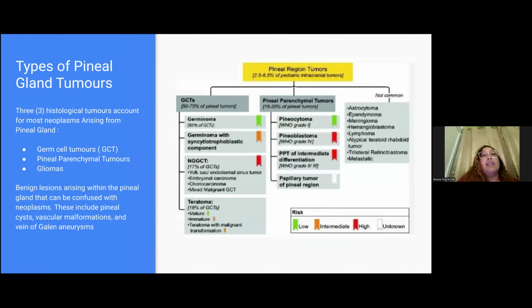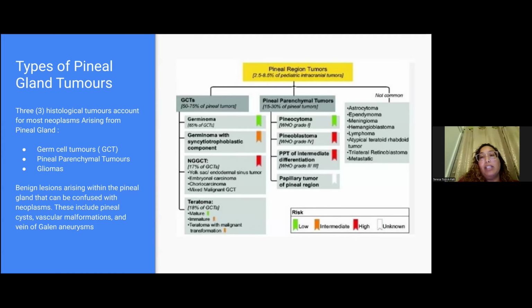Moving on to the types of pineal gland tumors. So the three histological tumors which account for most of the neoplasms arising from this gland are germ cell tumors, pineal parenchymal tumors, and gliomas. Benign lesions can also be found arising from this gland and can be confused with neoplasms, and these include pineal cysts, vascular malformations, and vein of Galen aneurysms.